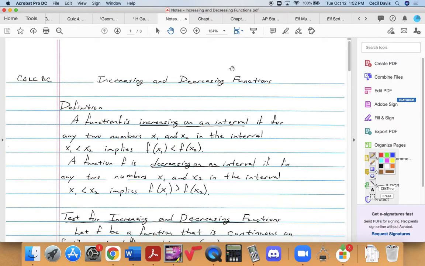So let's start. The definition of a function that's increasing on an interval is that for any two numbers, x1 and x2 in the interval, if x1 is less than x2, then f of x1 is going to be less than f of x2. That is the definition of an increasing function. In just a moment, we're going to learn some calculus that can be applied to that. And unfortunately, what students do is they start thinking that the calculus is the definition of increasing or decreasing. It is not.